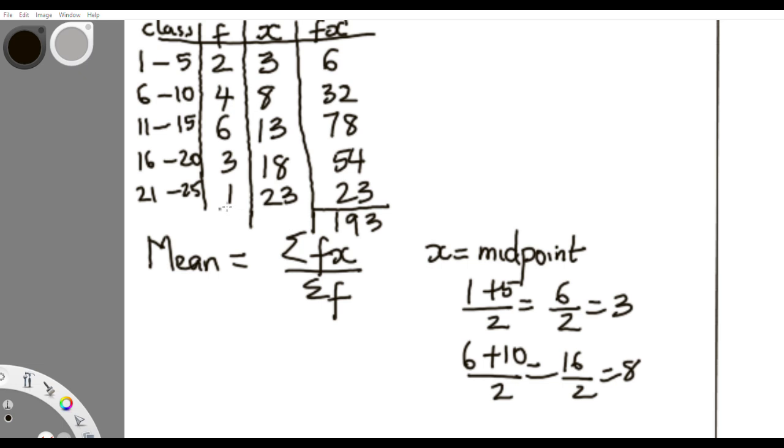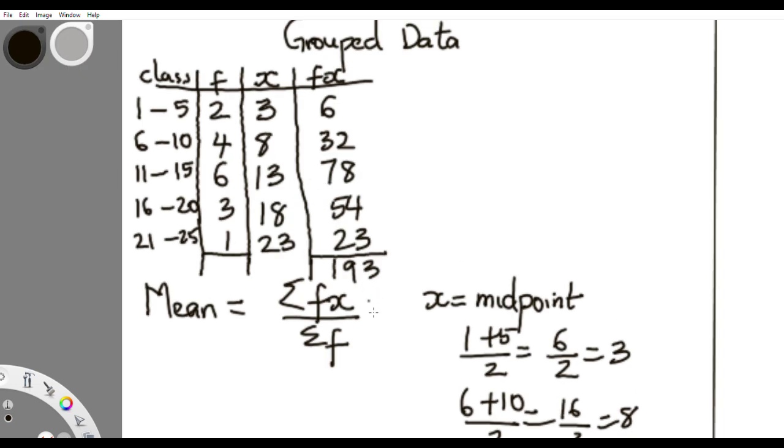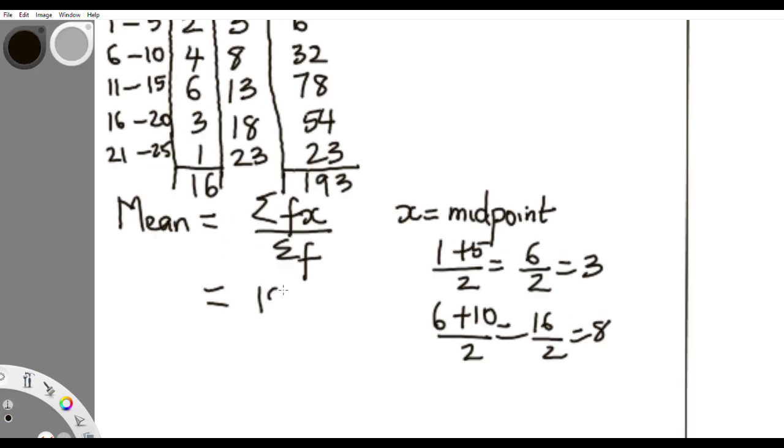Everything is 193. Now I need to find summation of f, which is the frequency. Summation of frequency: 2 plus 4, that's 6, plus 6, 12, 15, 16. Summation of frequency is 16. Then in order to find mean, it is simply 193, which is summation of fx that we already have, divided by summation of f, which is 16. Punching that on my calculator, 12.06, that is the mean.